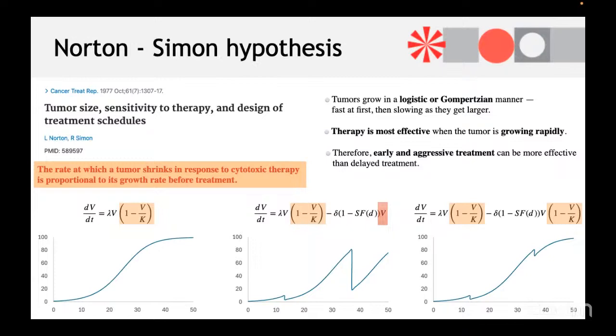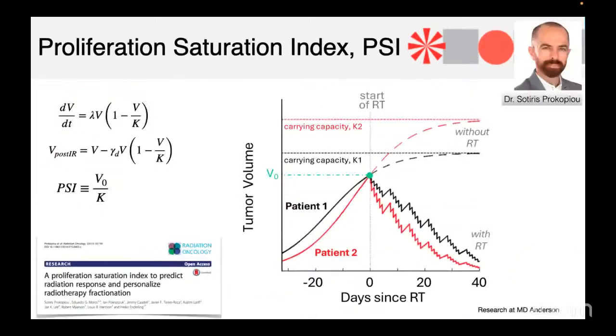And this concept we took forward in our lab to develop a model that we called PSI, or the Proliferation Saturation Index, where we took the logistic growth and the logistic radiation response, and we defined PSI as the tumor volume at beginning of treatment over its carrying capacity.